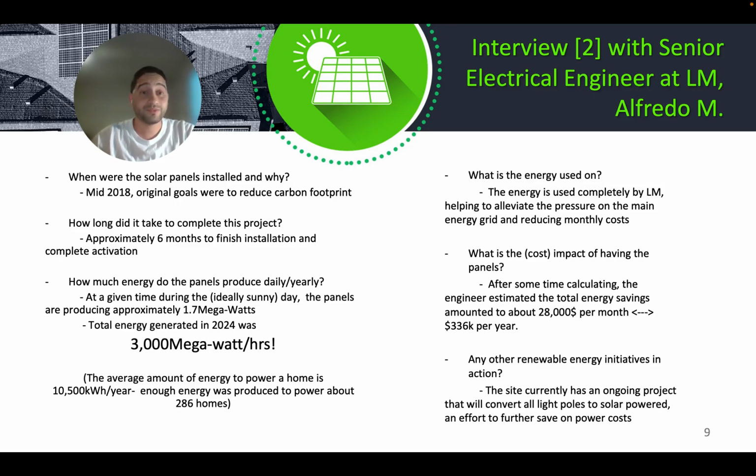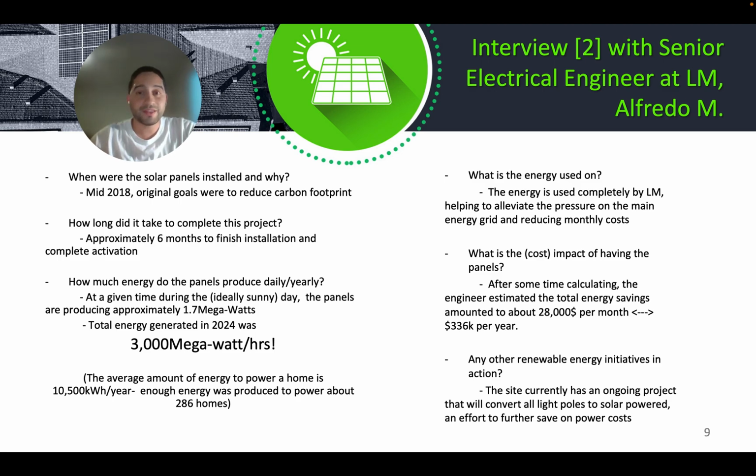In 2024, the total energy produced was 3,000 megawatt hours. Just to put that in perspective, the average amount of energy to power a home is about 10,500 kilowatt hours per year. So just in 2024, they generated enough energy to power about 286 homes.